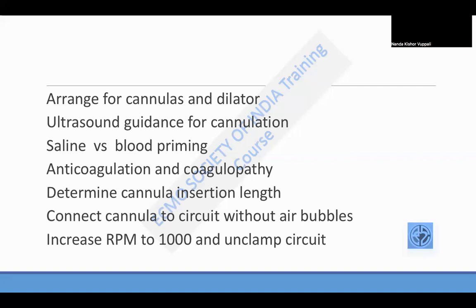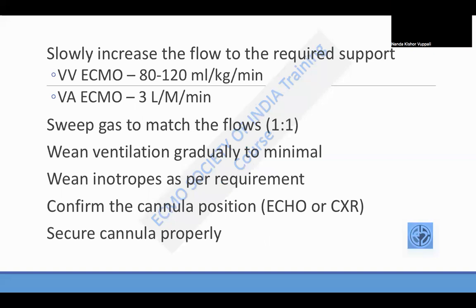Once you've connected everything, you increase the revolutions per minute to 1000 RPM and then unclamp the circuit. You usually unclamp the venous side first and then the arterial side. Then slowly increase the flow to the required support. If it's a venous mode ECMO, one would need anywhere between 80 ml to 120 ml per kilo per minute. Usually, the smaller the child, the higher the flow. So with neonates, we go to 120 ml per kilo per minute. In adults, we go to 80 ml per kilo per minute. That is to begin with, and then depending on the requirement, you adjust the flows.